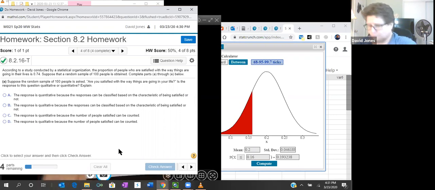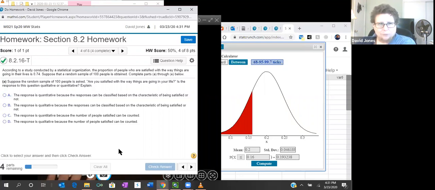So question 4, what do we have here? According to a study conducted by a statistical organization, the proportion of people who are satisfied with the way things are going in their lives is 0.74. I suspect that isn't the case today, not with everyone being in a shelter in place. But in general, let's just take a look at it. 8.2, number 4.